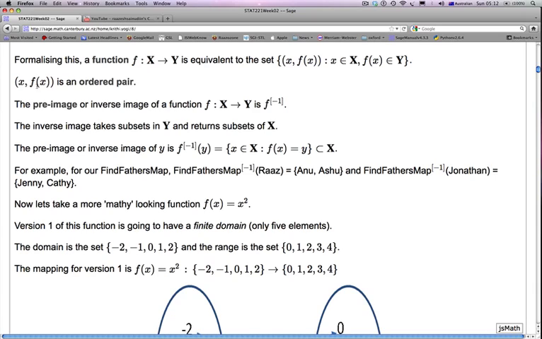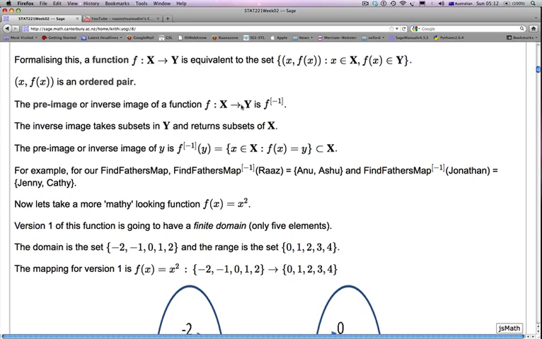Now the pre-image or inverse image of a function f going from X to Y is denoted by f superscripted by square bracket containing -1. This is called f inverse. The inverse image takes subsets in the range and returns subsets in the domain.